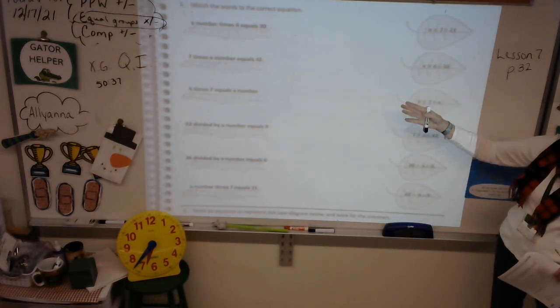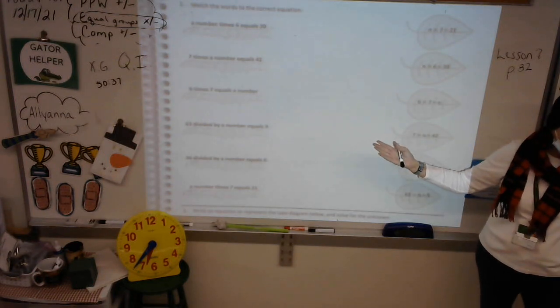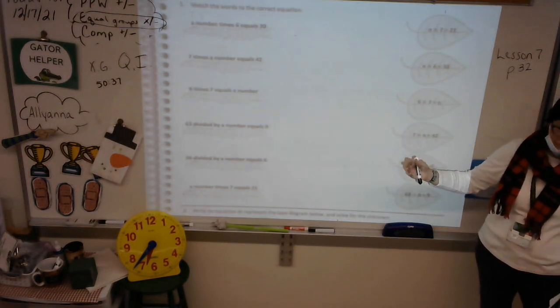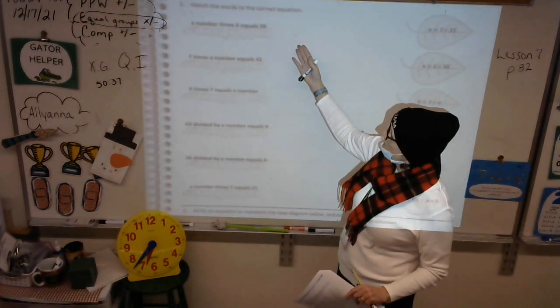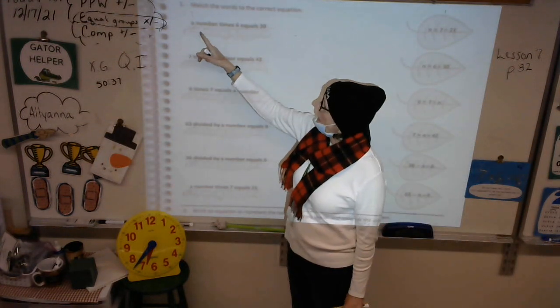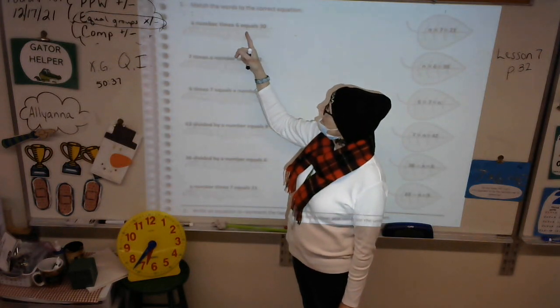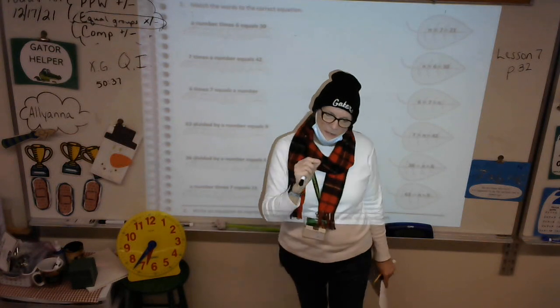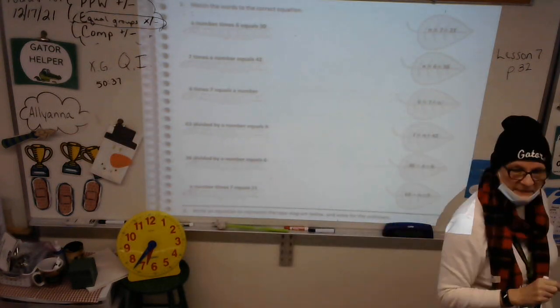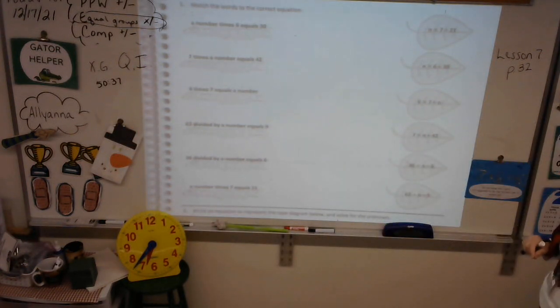So our directions are, this kind of matches our problem with that. We've got beetles and leaves. It says match the words to the correct equation. So this says a number times 6 equals 30. What number can we take and multiply by 6 to equal 30?